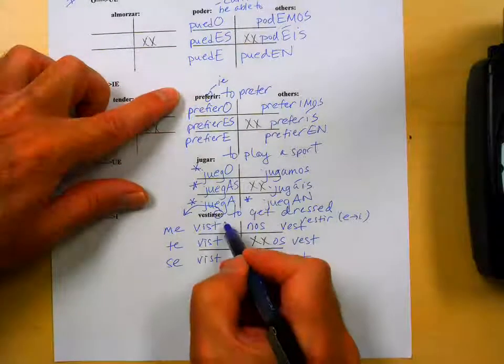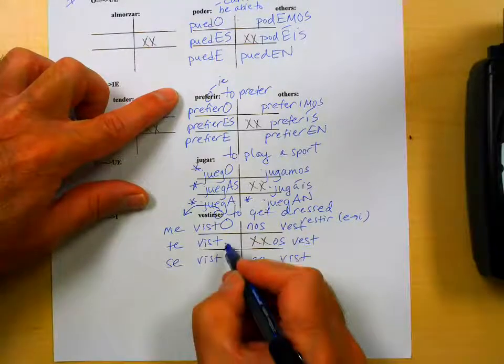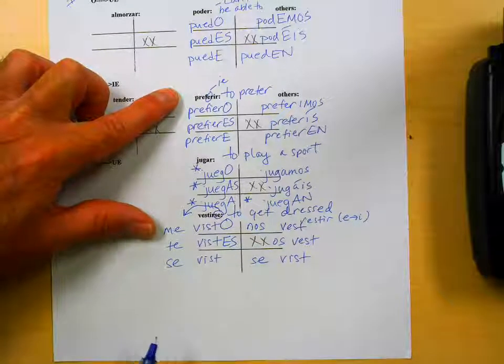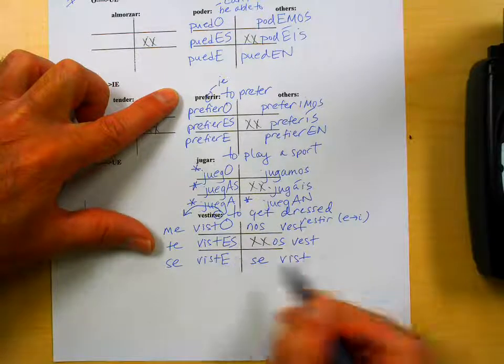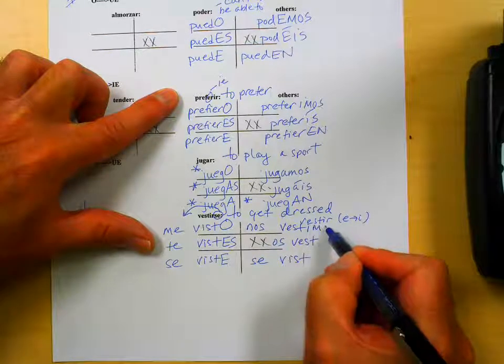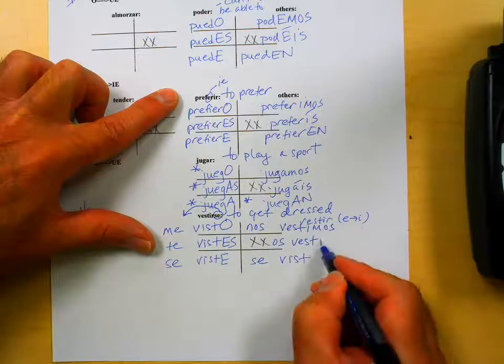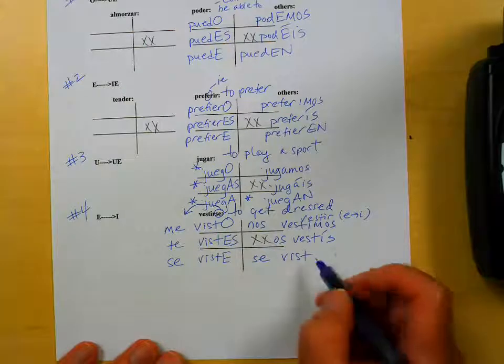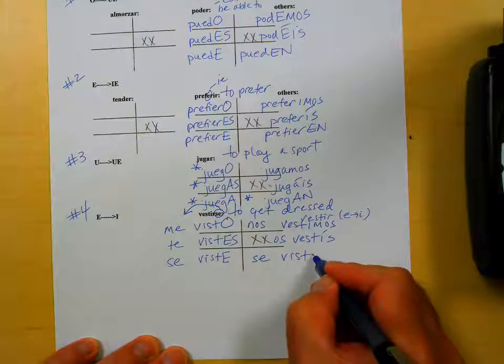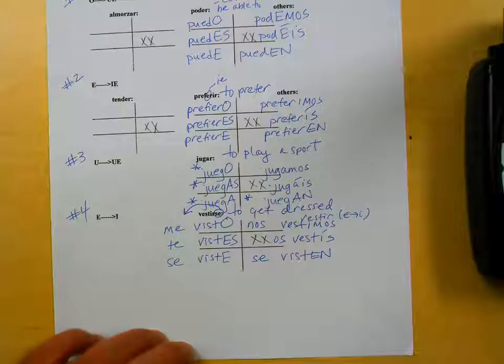So you get me visto, as I get dressed. Te vistes, you get dressed. Se viste, he or she gets dressed. Nos vestimos, we all get dressed. Os vestís, you guys are getting dressed. And se visten, they or you guys are getting dressed.